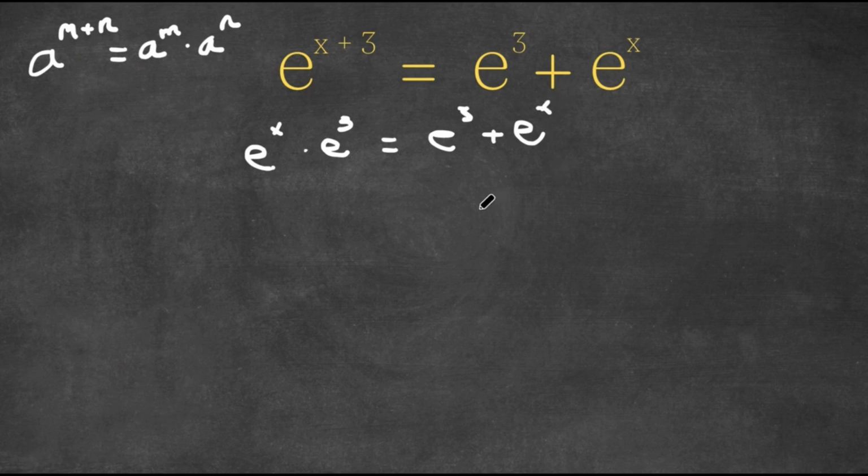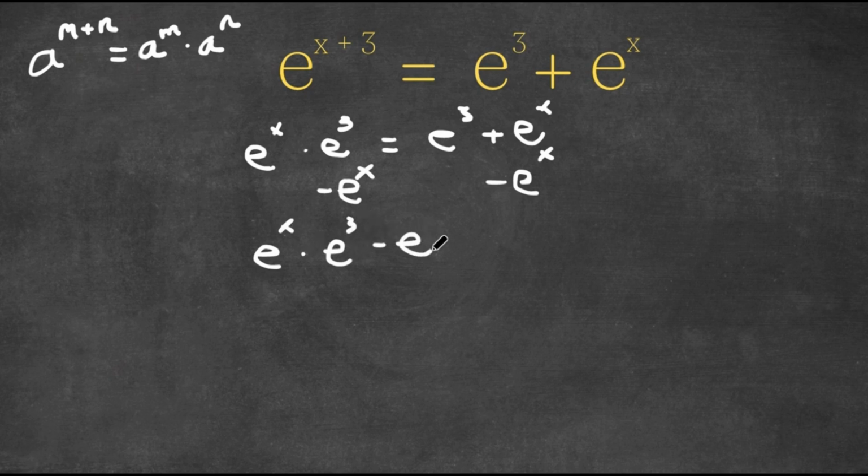Now I'm actually going to subtract e to the power of x on both sides. So now we get e to the power of x times e to the power of 3 minus e to the power of x is equal to e to the power of 3.